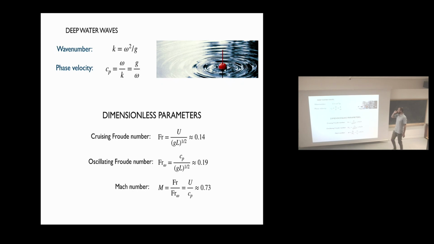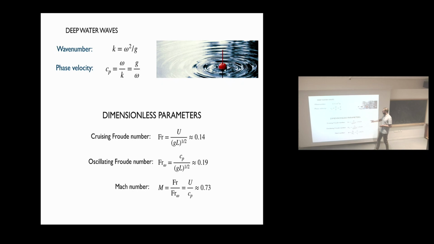And the phase velocity, you can also work out, is just g over omega. Okay, so those are two-dimensional quantities, and from those we can pull out some dimensionless parameters. So we've got the classic Froude number. We work out it's quite small, it's about 0.14.